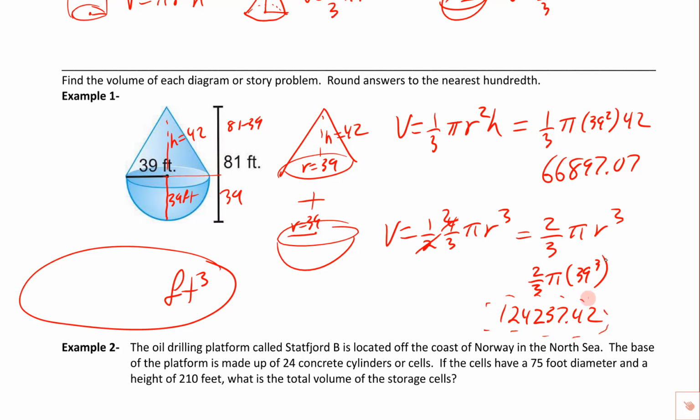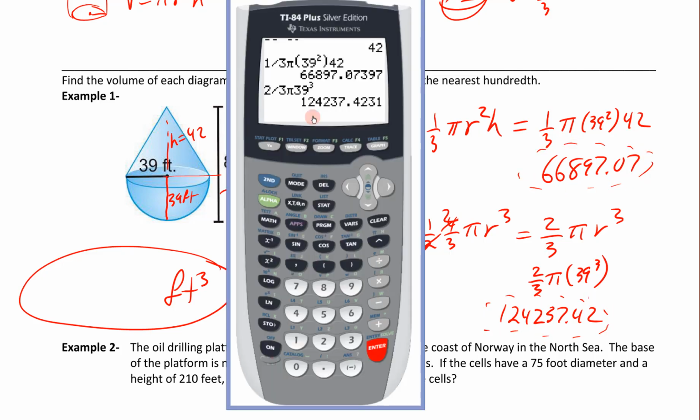I'm going to put a dotted circle around that and a dotted circle around that. Bring the calculator up. Let me just make sure that I wrote this down right. Looks good. Now we're just going to add those two together. So I'm going to clear this off, and we're going to do 66,897.07, and then we're going to add 124,237.42. Okay, so I've got the 124,237.42.